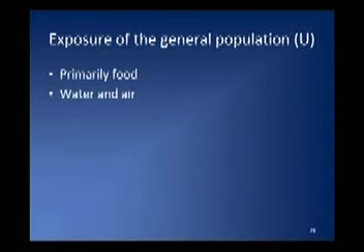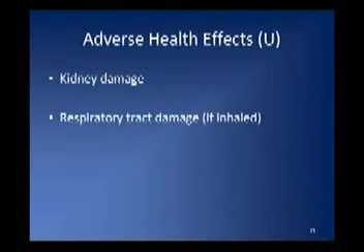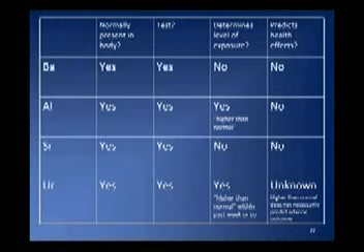Since it's out there in nature, on the surface of the earth, most of us are getting the uranium that's in our body from food, water, and air. The adverse health effects are a little bit difficult to put your finger on. It seems to be linked to kidney damage, and if you inhale it, not surprisingly, respiratory tract damage. There's not a whole lot of really good, strong studies that can point to definitive uranium poisoning incidents and look at the effects there.